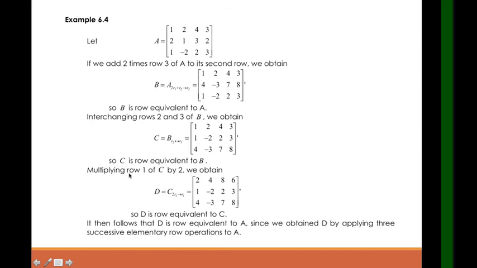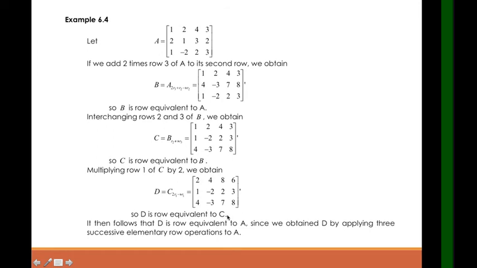Okay? Now, multiplying row 1 of C by 2. That's type number 2. Row 1 becomes 2 times row 1. So, yung row 1 ng C, ito na si C, okay? Multiply natin siya ng 2. So, we have 2 times 1 is 2, 2 times 2 is 4, 2 times 4 is 8, and 2 times 3 is 6. Then, just copy the remaining values of the rows. So, D is row equivalent to C.